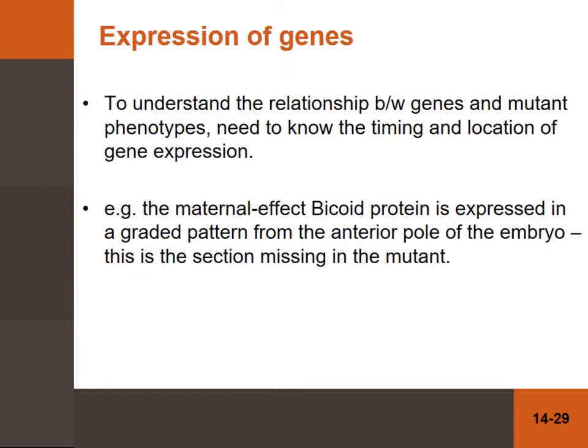So in order to understand that relationship between the genes and the phenotypes seen in the mutants, we need to know the timing of gene expression and the location of gene expression. So for example, the maternal effect bicoid protein was found to be expressed in a graded pattern from the anterior pole of the embryo. And this just happened to be the section that was missing in the bicoid mutant.